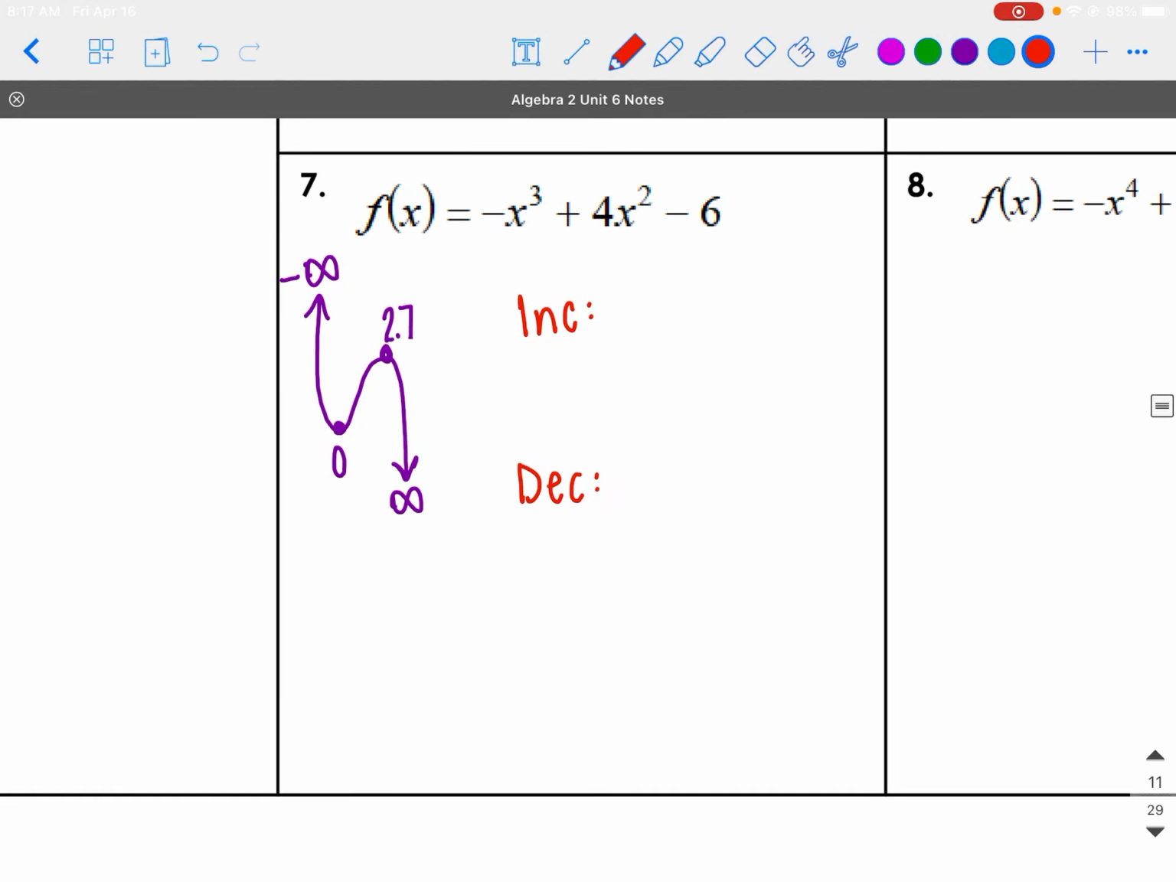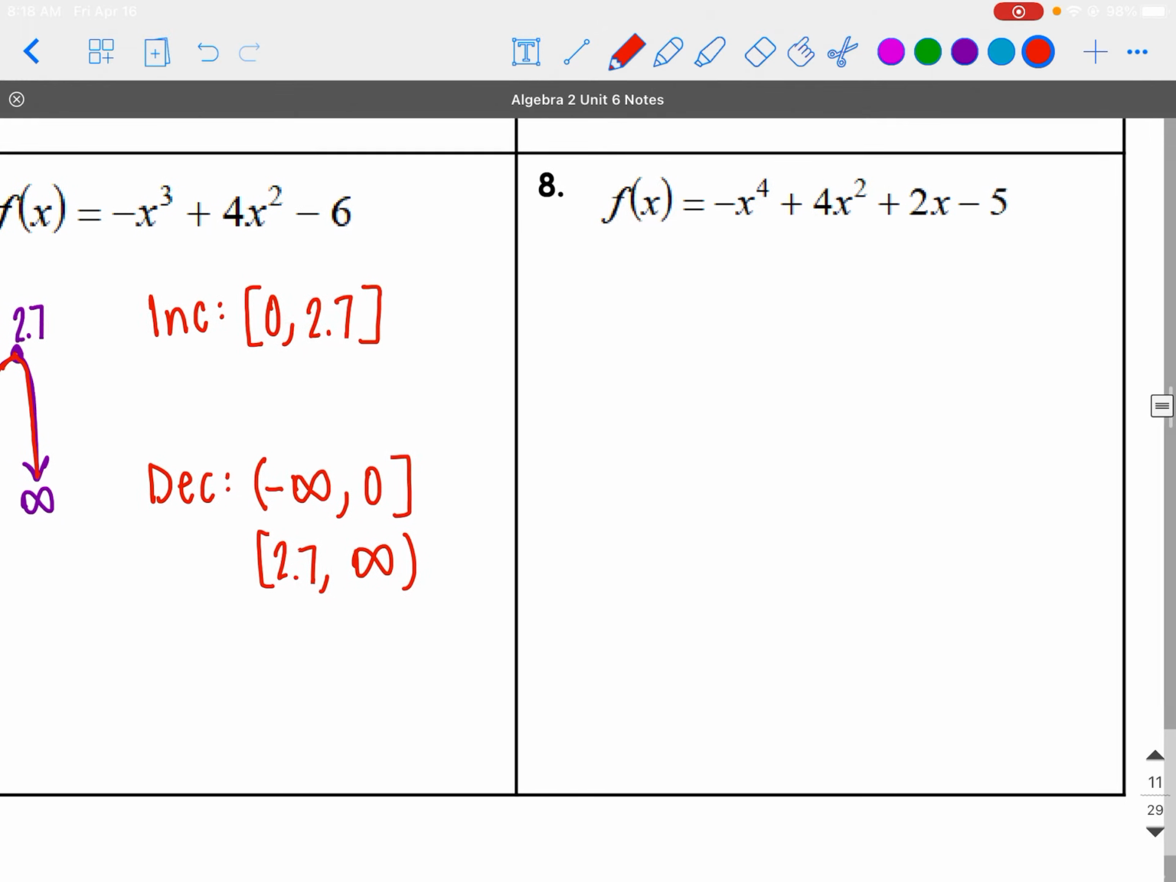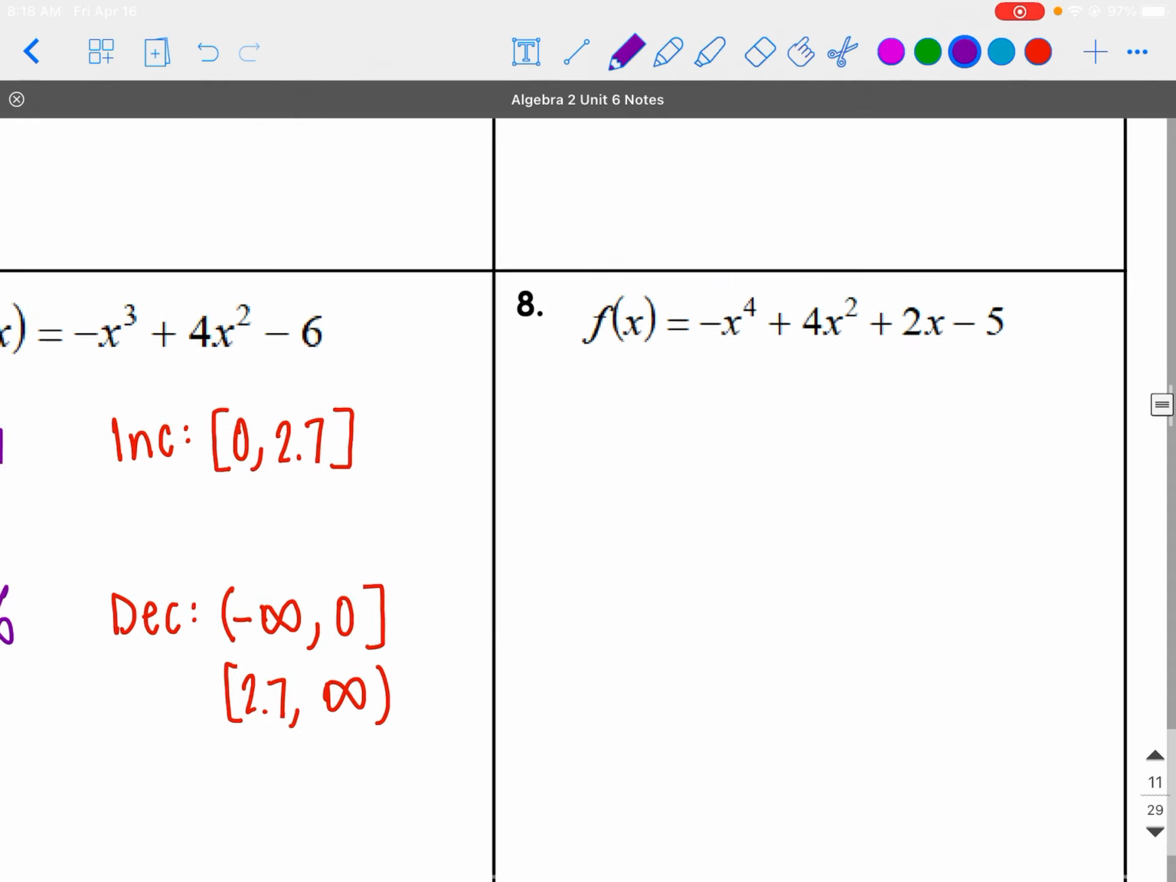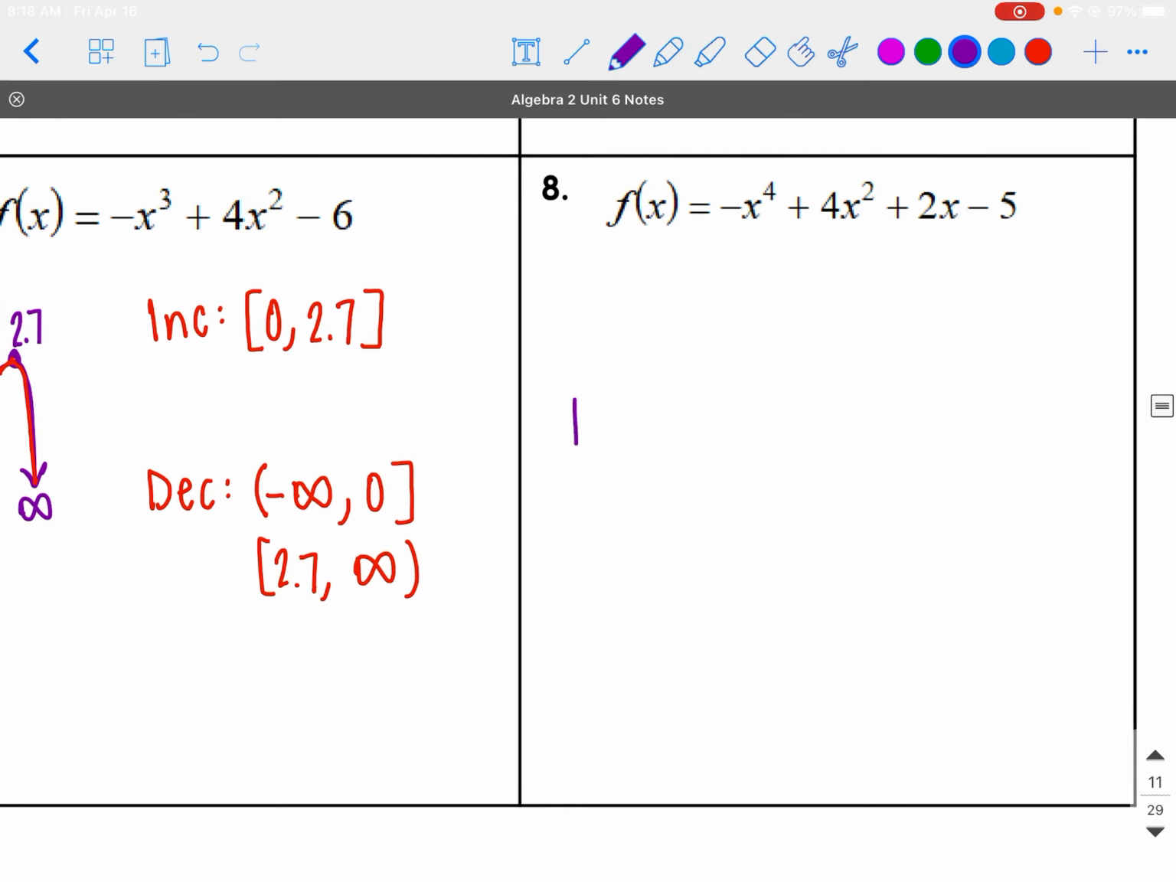All right, so it decreases from negative infinity to 0. Then it increases from 0 to 2.7. And then it goes downhill again from 2.7 to infinity. Number 8. This one kind of looks like an M, something like this.